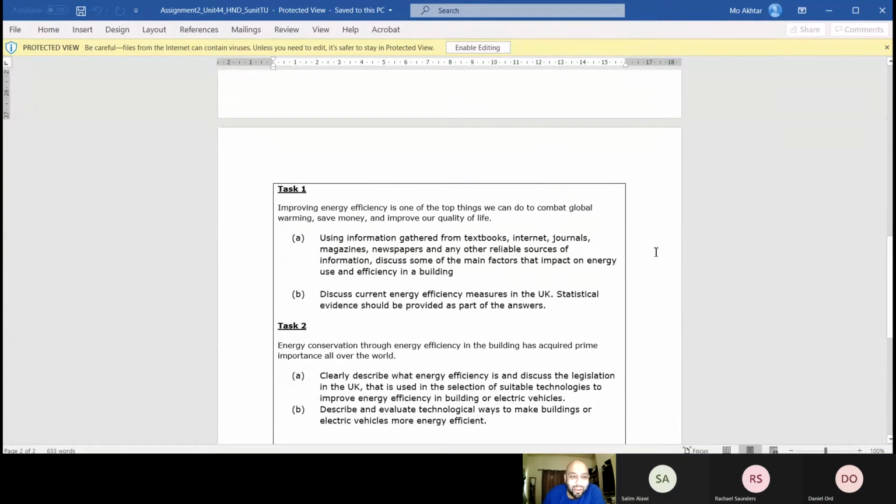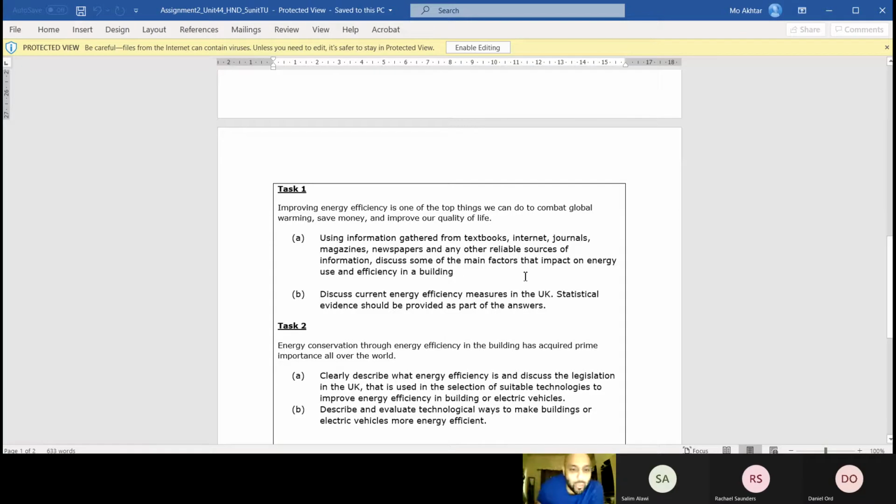Okay. All right, first of all, let's go for task 1. Improving energy efficiency is one of the top things we can do to combat global warming, save money, and improve our quality of life. Use information gathered from textbooks, internet, journals, magazines, newspapers, and any other reliable sources of information. Discuss the main factors that impact on energy use and efficiency in a building.